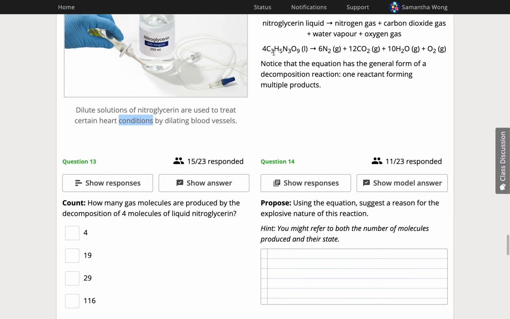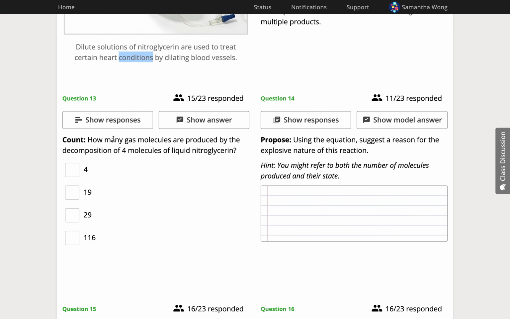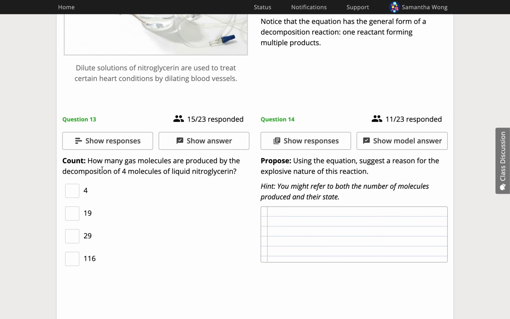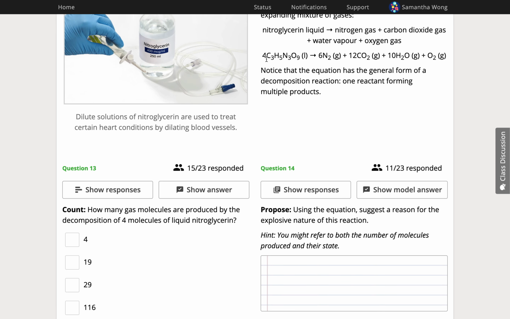Now, given the info that's above, question 13 asks, how many gas molecules are produced by the decomposition of 4 molecules of liquid nitroglycerin? So, we know there are 4 molecules of the nitroglycerin.